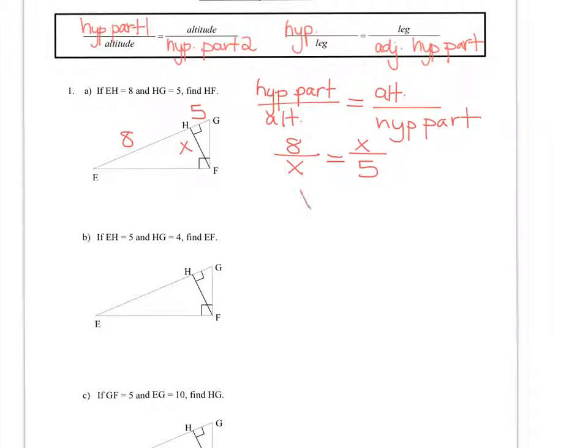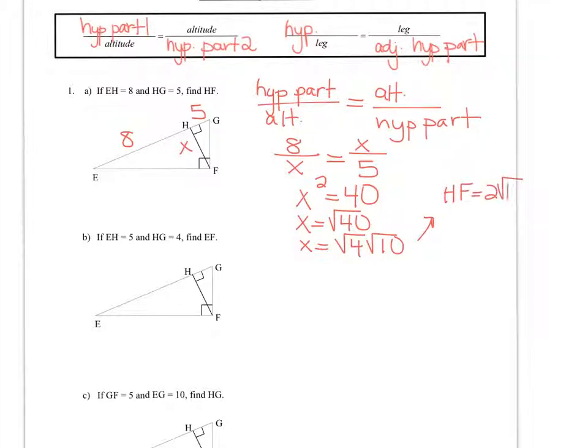Cross and multiply, we get x squared equals 40. And normally when I take the square root of both sides, I would put a plus or minus, but since we are talking about length, obviously we take the positive. And I'm left with the square root of 40, which we know can be broken down into the square root of 4 times the square root of 10. We should end up with HF equaling 2 root 10.